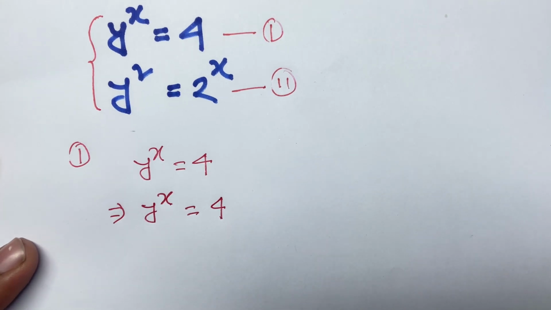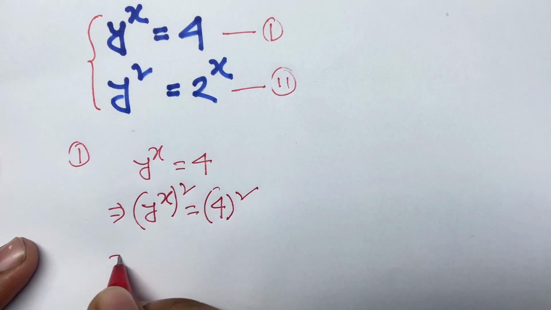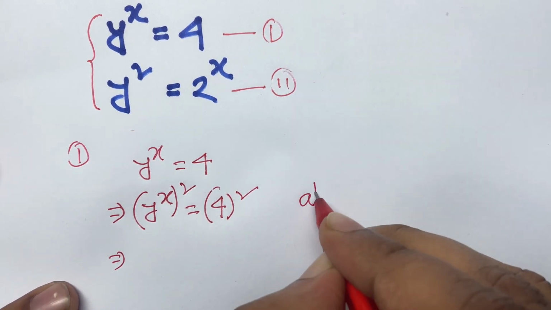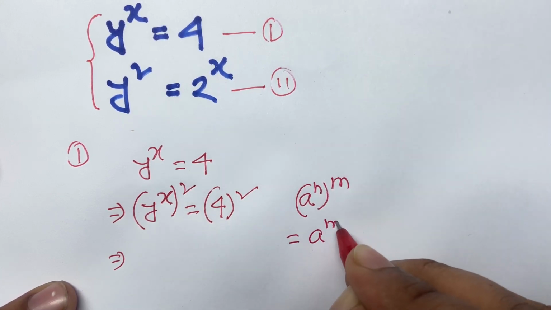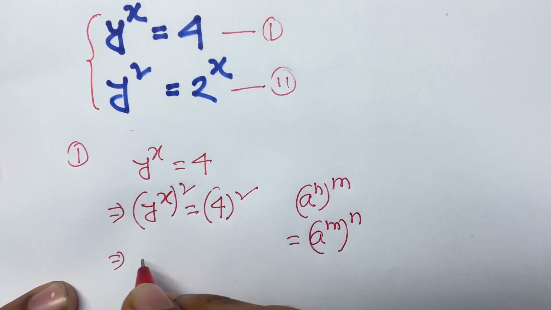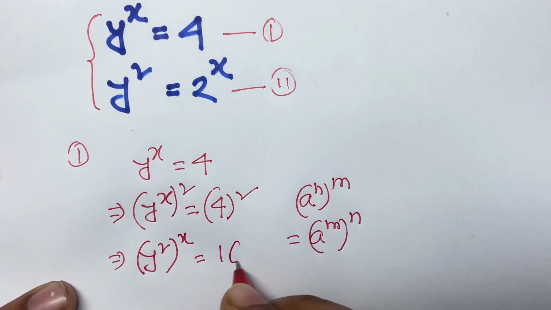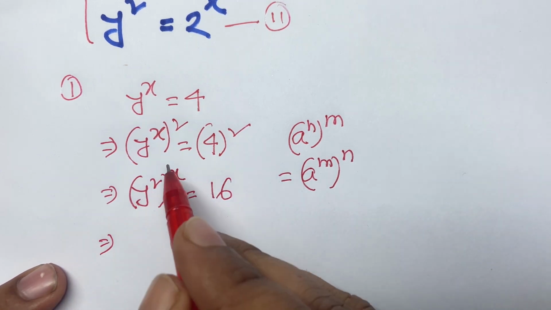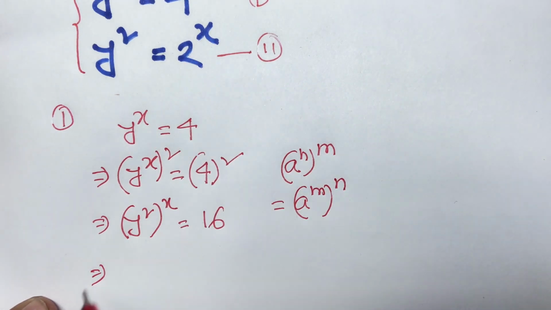I take the square of both sides. According to exponential rules, we know that a to the power n, to the power m, equals a to the power m times n. I follow this formula in this line. So I can say y squared to the power x equals 16. And now we know that y squared equals 2 to the power x, which is the second equation.